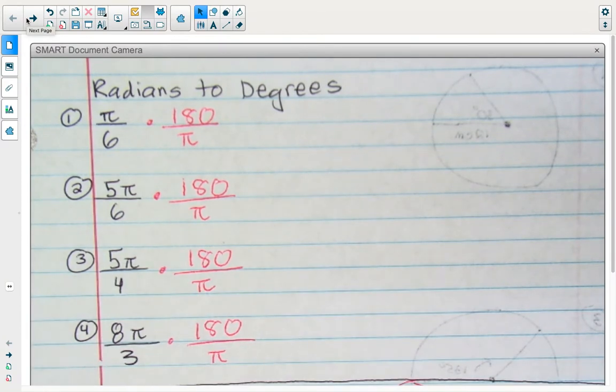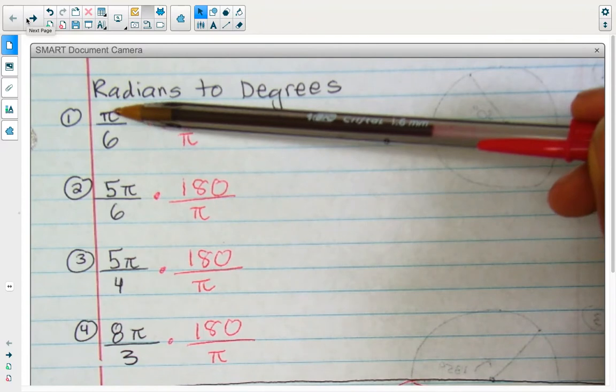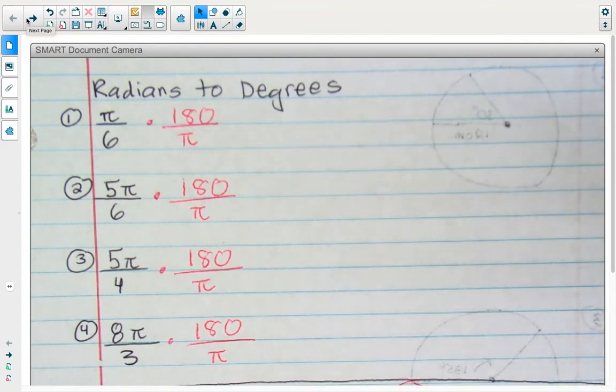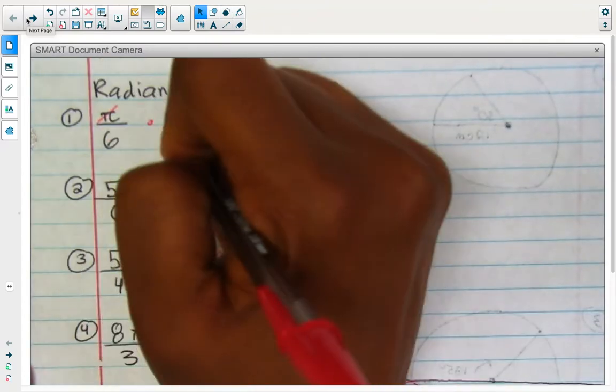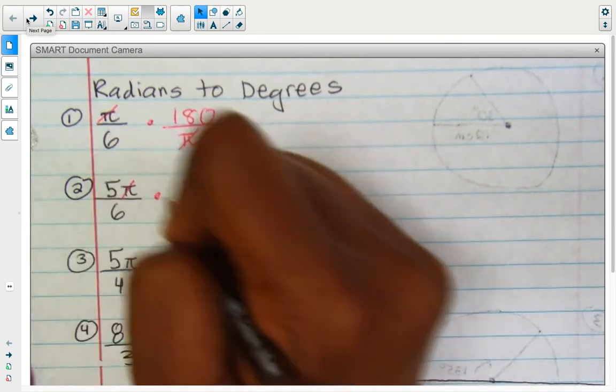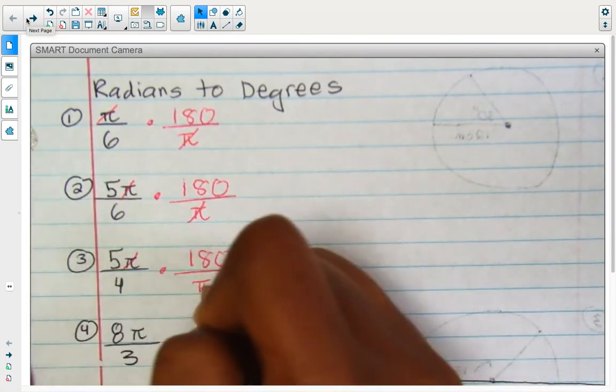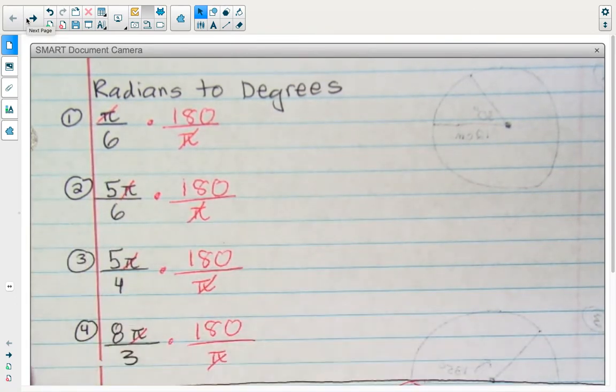Now, your pi's should cancel because pi 9 times out of 10 is going to show up in a radian angle measure, but our pi's are going to cancel. So hopefully that'll help you remember your conversion factor because I have a pi in the top and I have a pi in the bottom that is going to cancel. So pi on top, pi on bottom is going to cancel with all of these. So again, hopefully that'll help you remember your conversion factor.